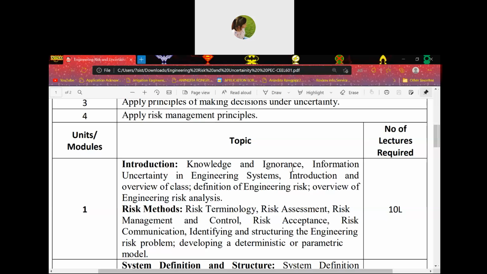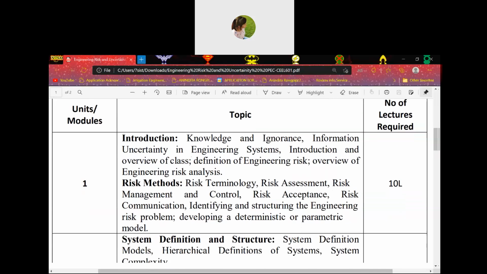Sorry, developing a deterministic or parametric modeling, that is, a parametric model related to risk only. So how you will develop a parametric model and how it will help in proper risk control procedures. So this was your basic introduction and risk method introduction for unit 1. The lectures are a total of 10.